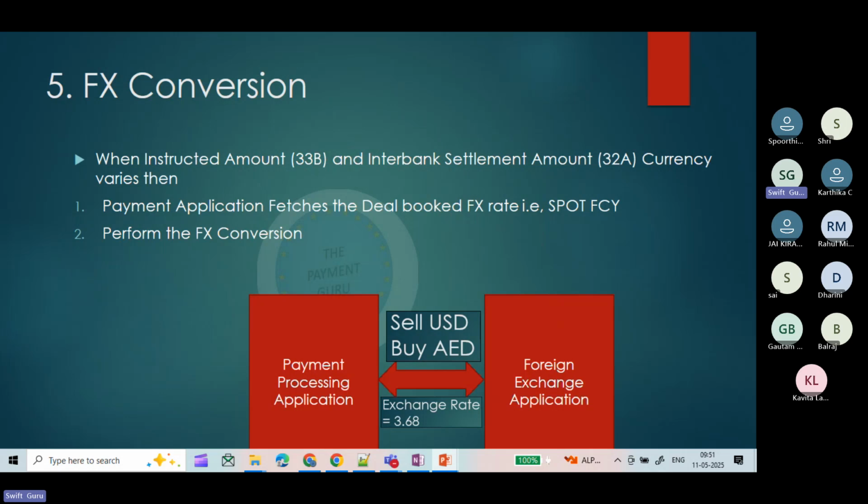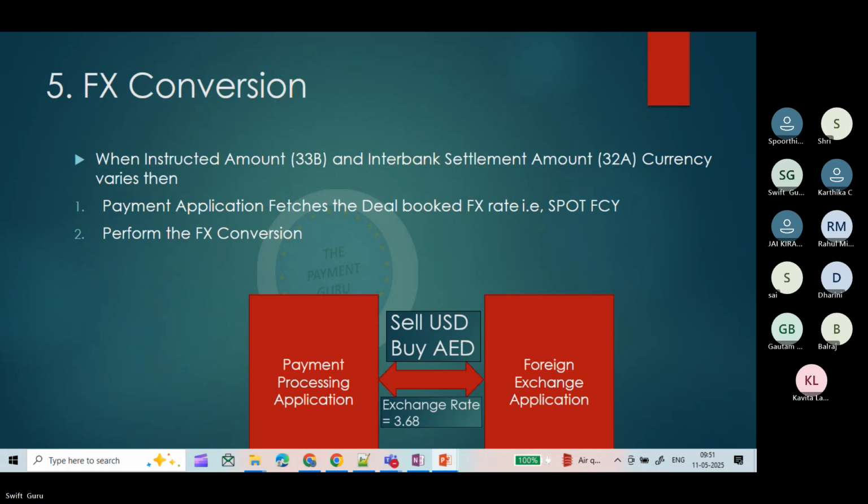Those banks who do not have a separate application which maintains the FX related information have these FX details within the core banking system itself. So the payment engine will interact with the core banking system, update the FX rates, and apply the exchange rate in order to convert this debit amount to a payment amount.